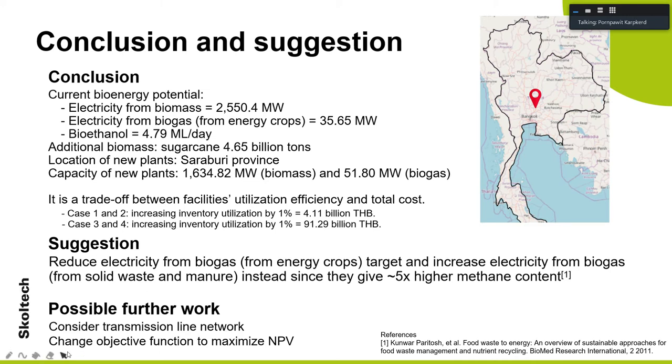Another possible work is to change the objective function from just minimizing the total cost to maximizing NPV or maximizing profit, and then we can see what the optimal supply chain result will show us.